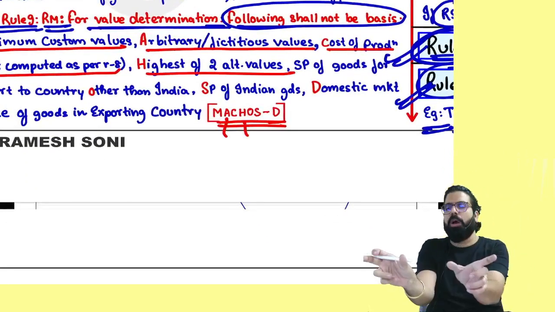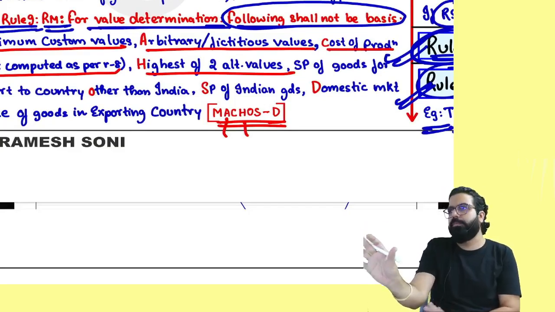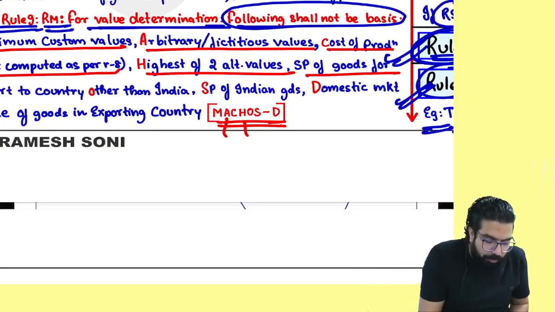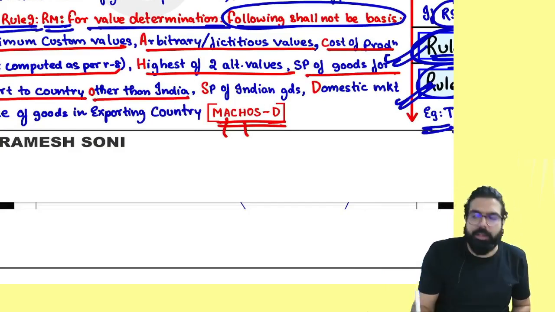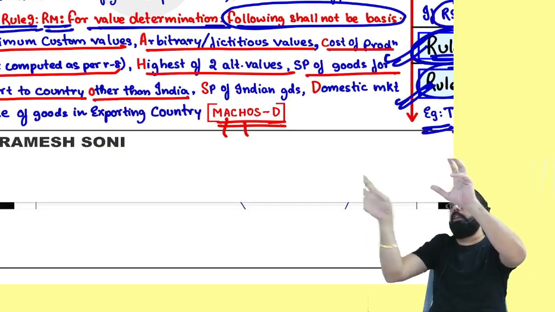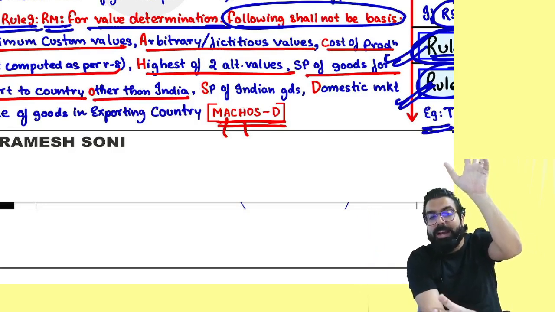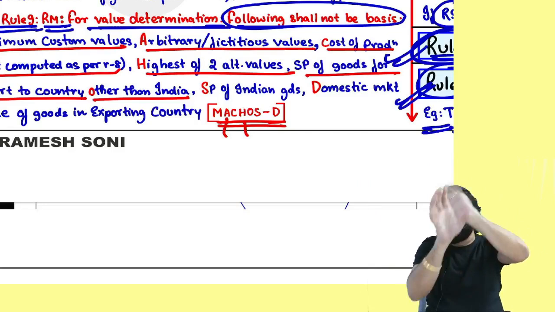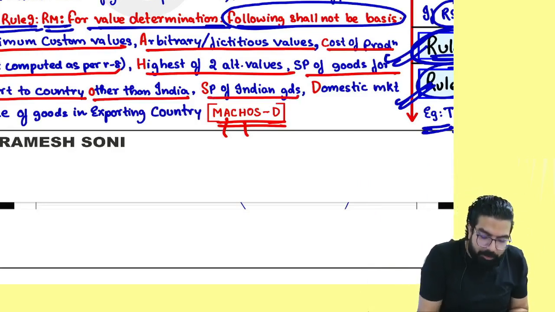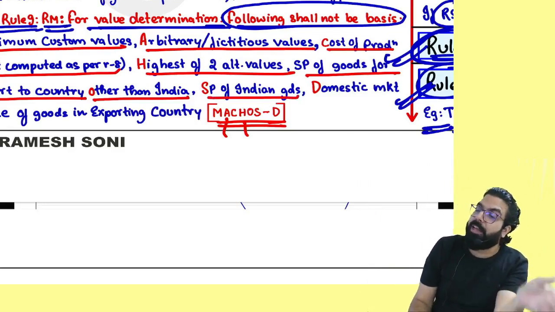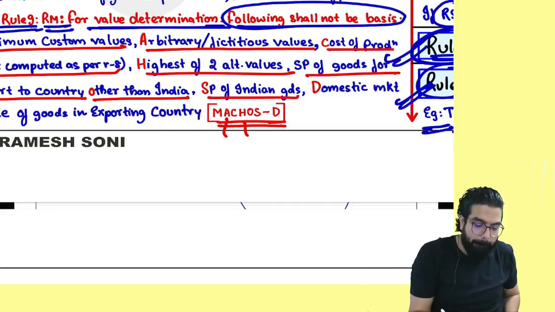Highest of the 12. He told these 2 amounts are there. I will take the highest. No. Selling price of goods for export to country other than India. For an example, Japan se lungis came. Now Japan had also sold those lungis to Dubai. Dubai ka selling price, can you take it to India? No. Then, selling price of Indian goods, Indian lungis ka price, can you apply for imported lungi? No.